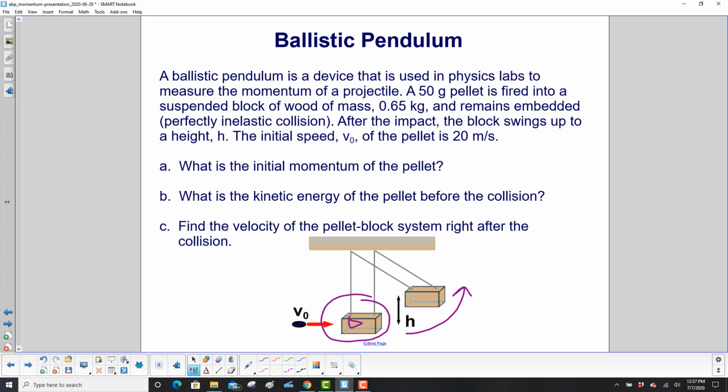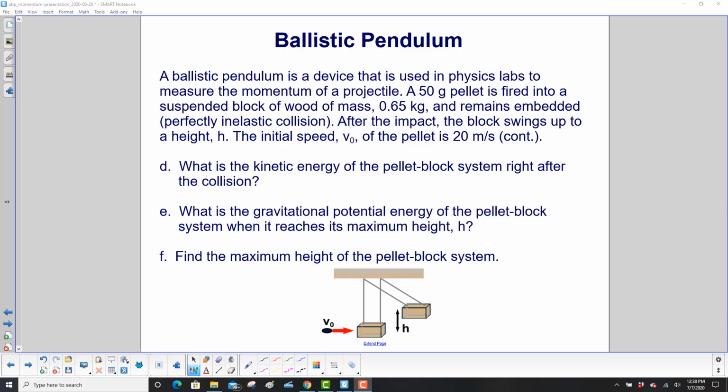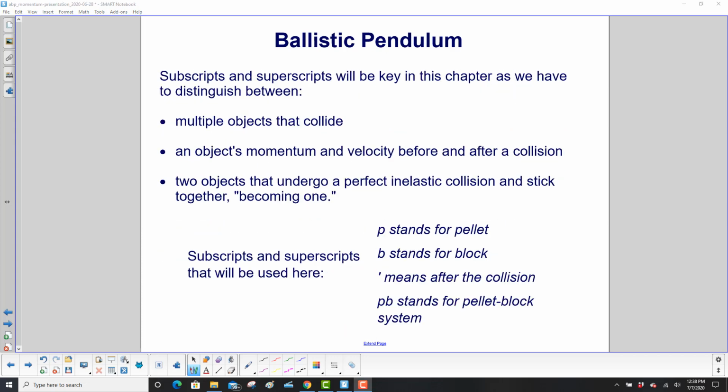A, what is the initial momentum of the pellet? B, what is the kinetic energy of the pellet before the collision? Then find the velocity of the pellet block system, and we've actually circled that here, right after the collision. Some more parts. What is the kinetic energy of the pellet block system right after the collision, before it starts moving? What is the gravitational potential energy of the pellet block system when it reaches its maximum height h? And then find the maximum height h of the pellet block system.